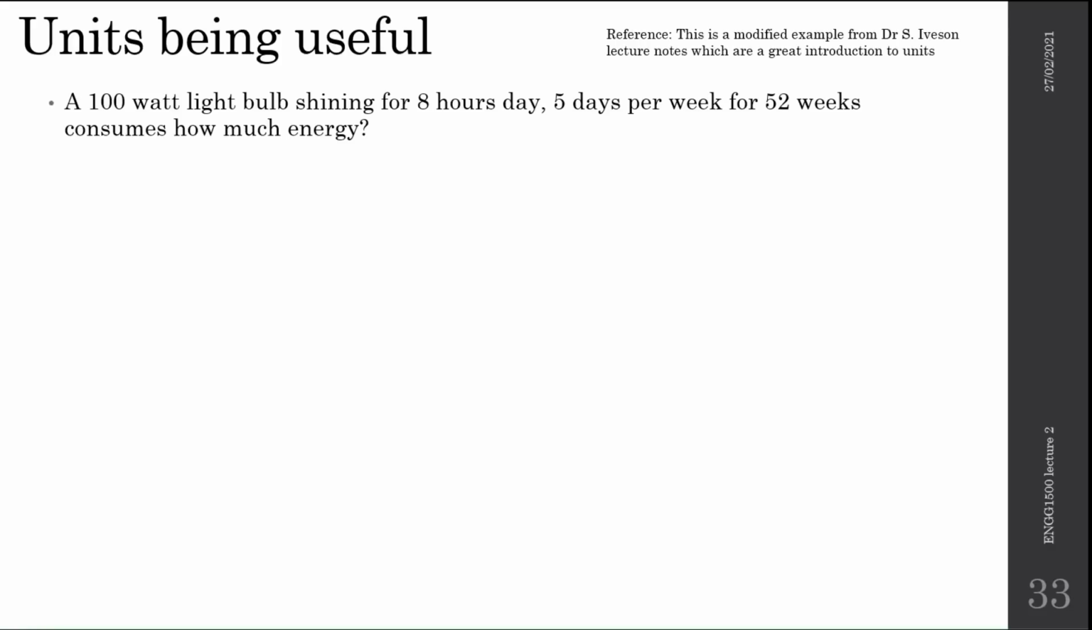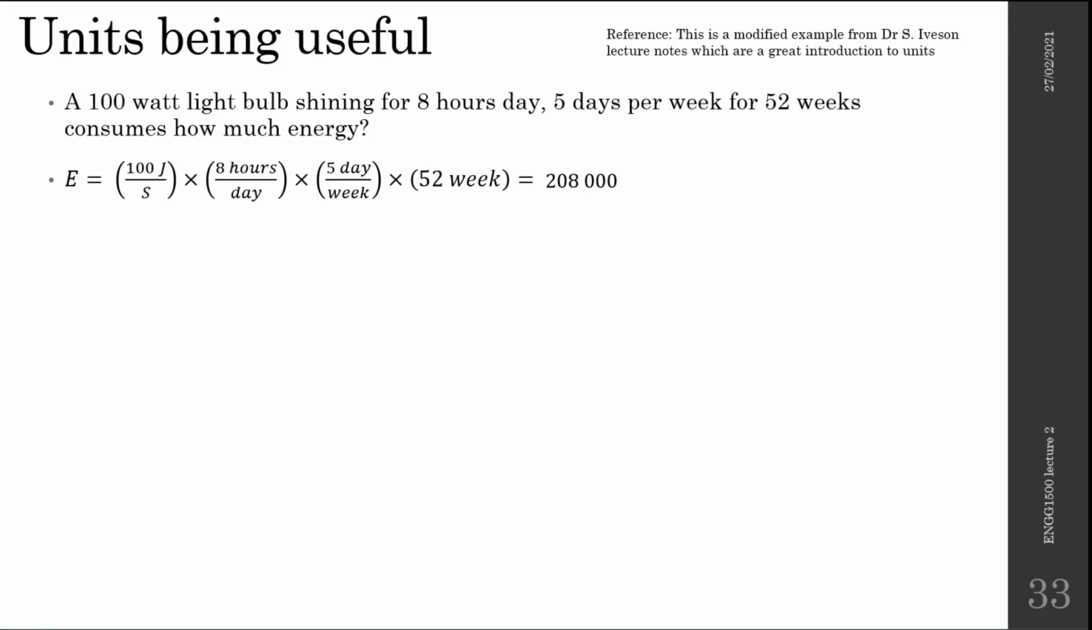Awesome. So, a 100-watt light globe shining 8 hours a day, 5 days a week for 52 weeks, which is 1 year, by the way, consumes how much energy? Well, we chuck all the things in. Energy, 100 watts, so that's 100 joules per second. A watt is a joule per second. 8 hours a day, 5 days a week, 52 weeks.